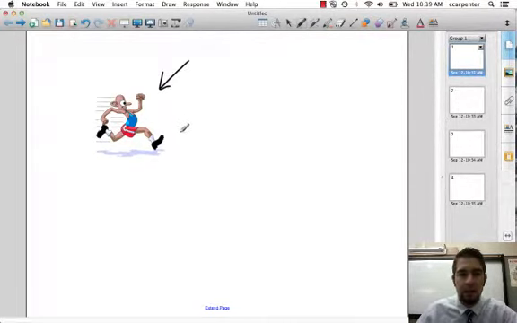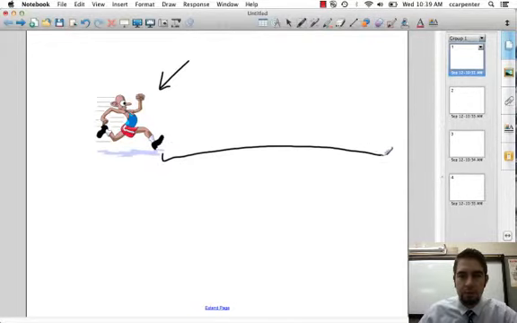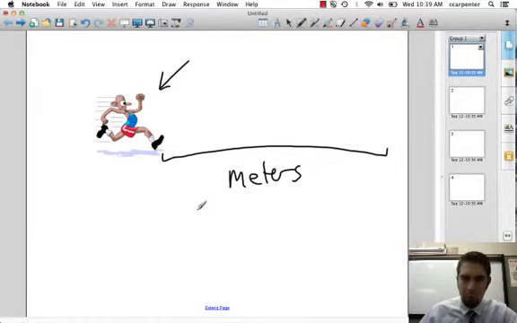I don't know his name, but he's running. And you wanted to measure the distance in which he runs. Well, you wouldn't measure that distance in liters or Kelvin or anything like that. You would want to use the unit which is called the SI unit for length or distance. We call it meters. Pretty much anything we measure distance-wise will be meters.